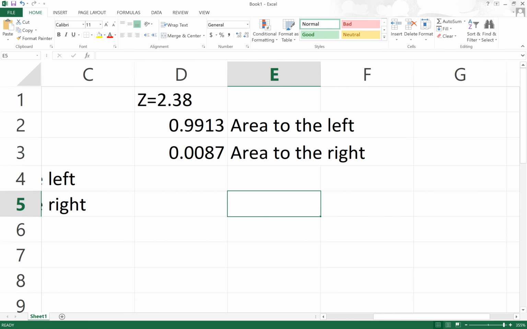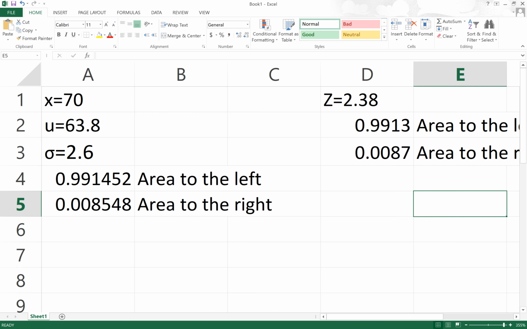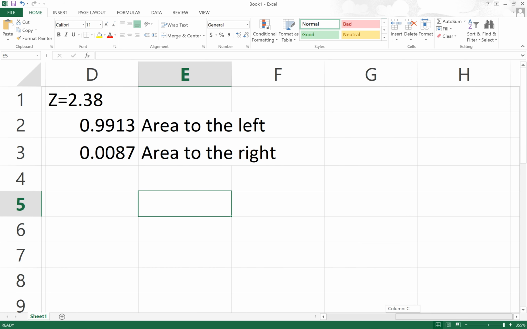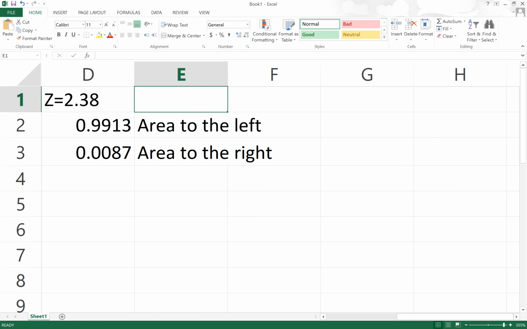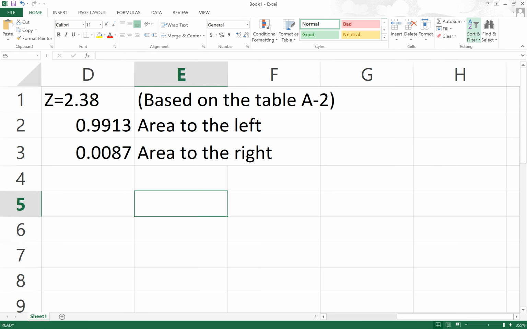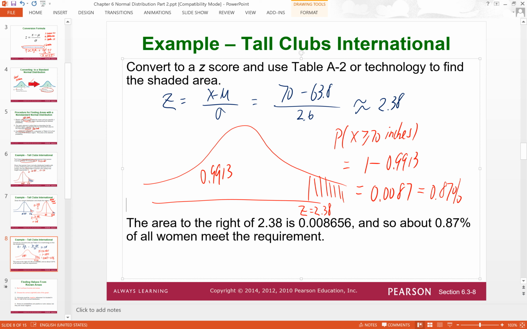So if you want more accurate answers, do not round, and you can use Excel to get more accurate answers. But if you round, you're going to get the best possible estimate from table A2. Okay, so let's go back to the PowerPoint. Let's wrap up the rest of the stuff.